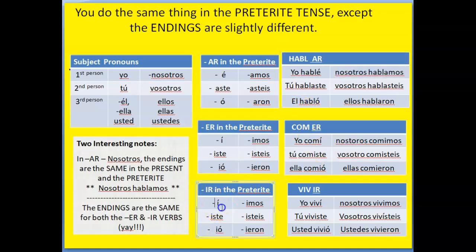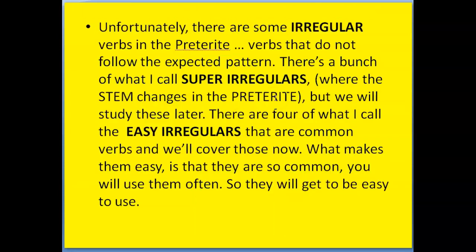Another interesting thing, like I said before, is that ER and IR verbs have the same endings. Now, unfortunately, it doesn't stop there. The preterite has some irregulars. There's two sets of irregulars. There's some super irregulars, which are kind of tough because not only do they change the endings, they change the stem. But we're not going to study those for a while yet. The ones we're going to look at today, I call the easy irregulars. There's only 4 of them, and they're very common words that we use all the time. Let's look at those right now.